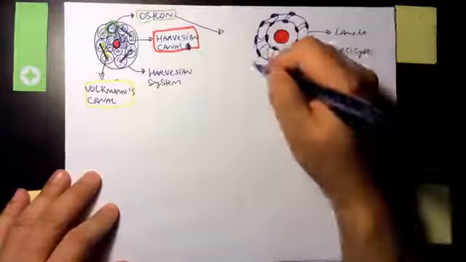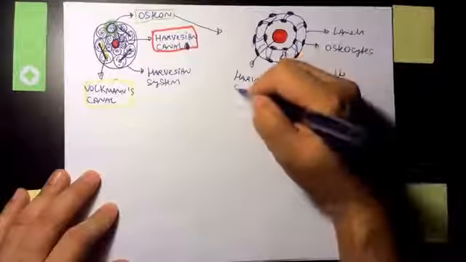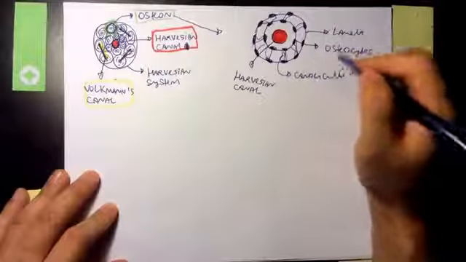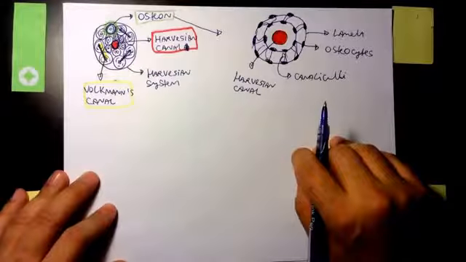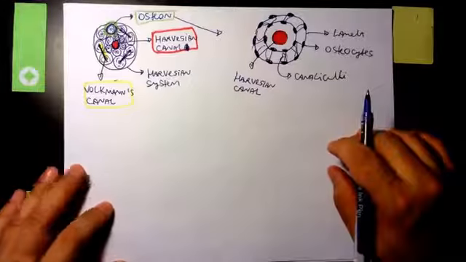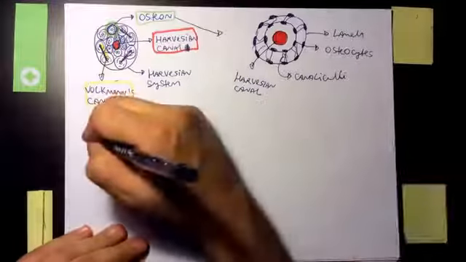So this is the Haversian canal where the nutrition comes, and it's all we need to know about the structure of the bone. Now we're going to talk about bone development.